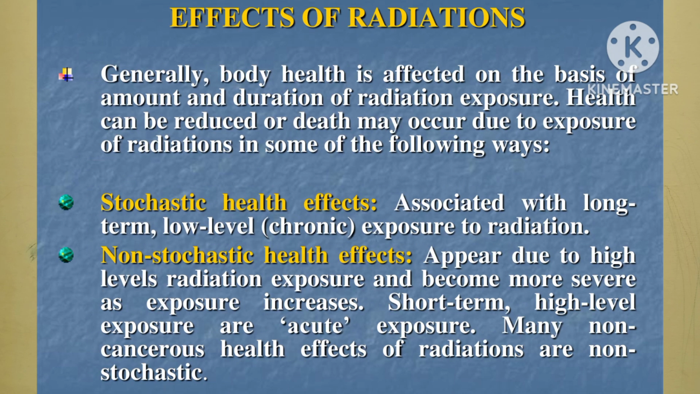Effects of radiations. Generally, body health is affected on the basis of amount and duration of radiation exposure. Health can be reduced or death may occur due to exposure of radiations in some of the following ways. Stochastic health effects are associated with long-term low-level chronic exposure to radiation. Non-stochastic health effects appear due to high levels of radiation exposure and become more severe as exposure increases. Short-term high-level exposure is acute exposure. Many non-cancerous health effects of radiations are non-stochastic.